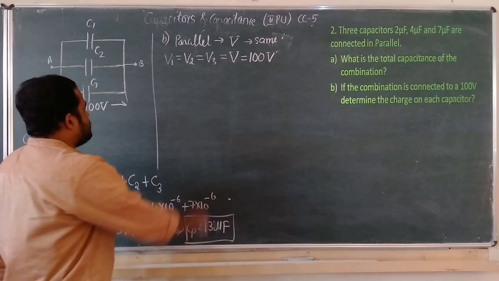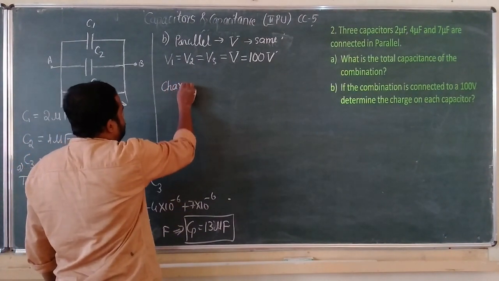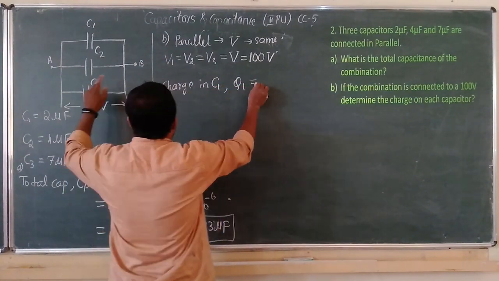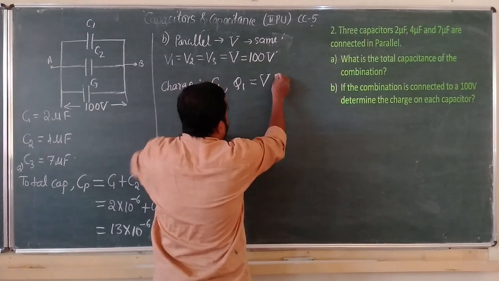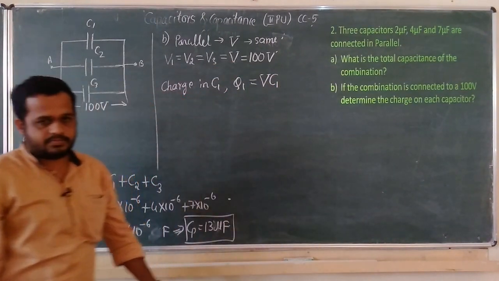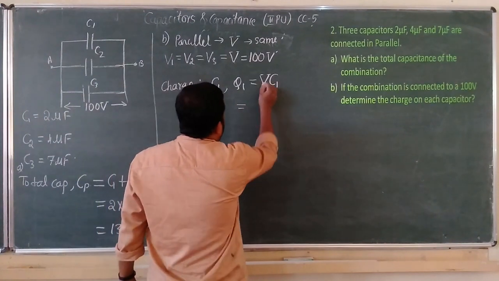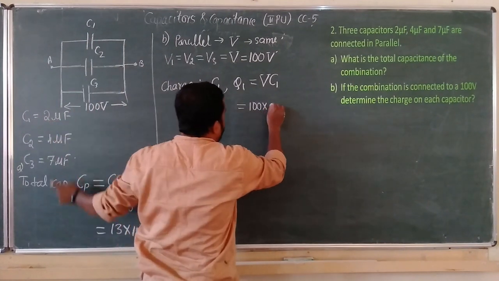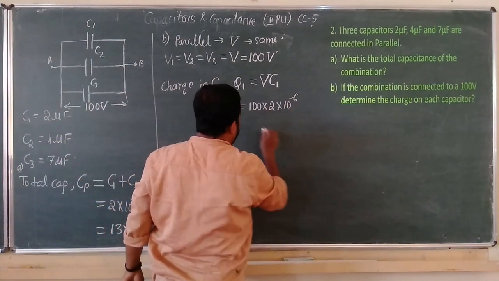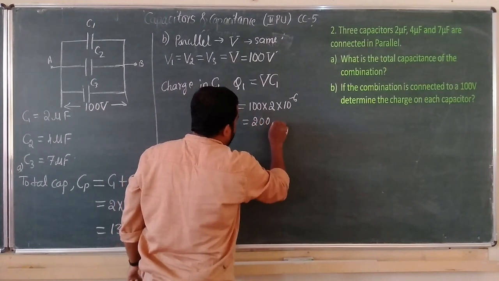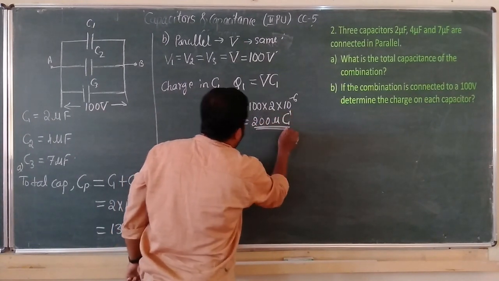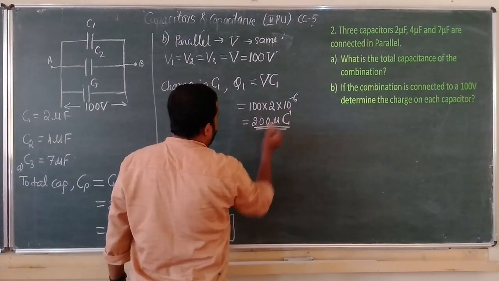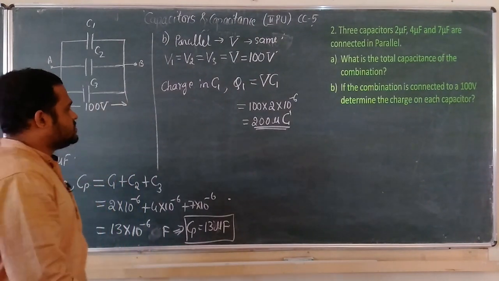Therefore, the amount of charge stored in the first capacitor C1, represented as Q1, is equal to V into its capacitance C1. That is 100 into 2 microfarad, so 2 into 10 power minus 6 gives 200 into 10 power minus 6, therefore 200 microcoulomb. 10 power minus 6 is coulomb, so 200 microcoulomb is the amount of charge stored in the first capacitor.